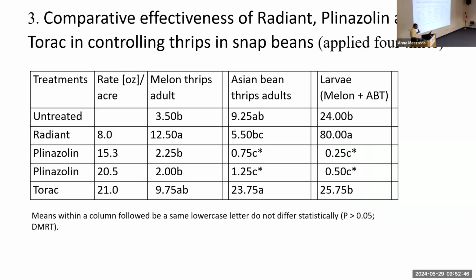This shows our Radiant and Plinazolin comparison. Plinazolin is not yet labeled, but this trial was conducted for IR4. It shows Asian bean thrips control, melon thrips control, and larvae control. Asian bean thrips and larvae were significantly reduced by Plinazolin, both rates. One was 15.3 ounce, another was 20.5 ounce. Both rates significantly reduced Asian bean thrips and larvae. We did not get a significant result for melon thrips.